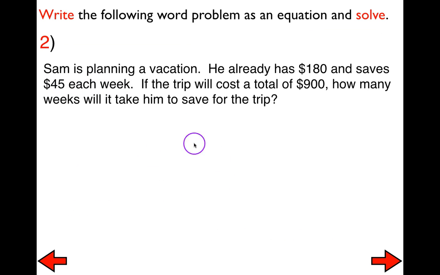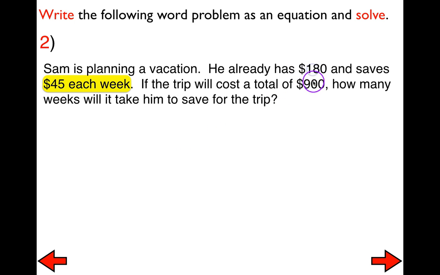So here, for this problem, let's go ahead and read it out loud. Sam is planning a vacation. He already has $180 and saves $45 each week. If the trip will cost a total of $900, how many weeks will it take for him to save for this trip? So first of all, let's highlight some of our important information.